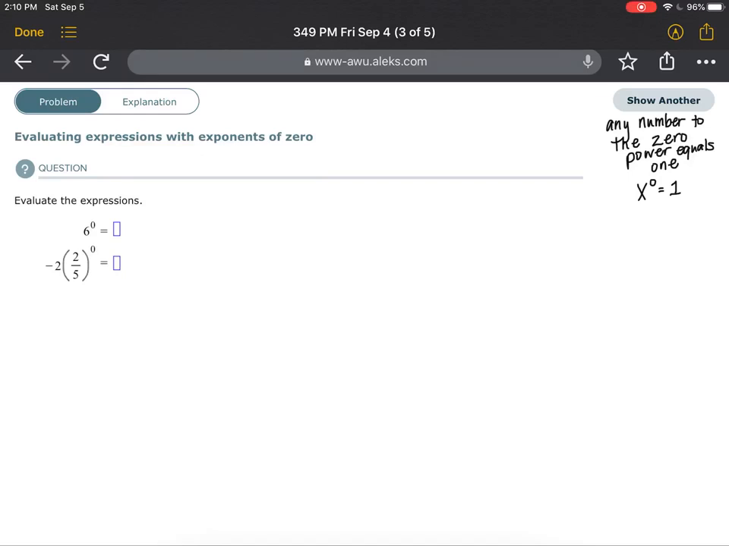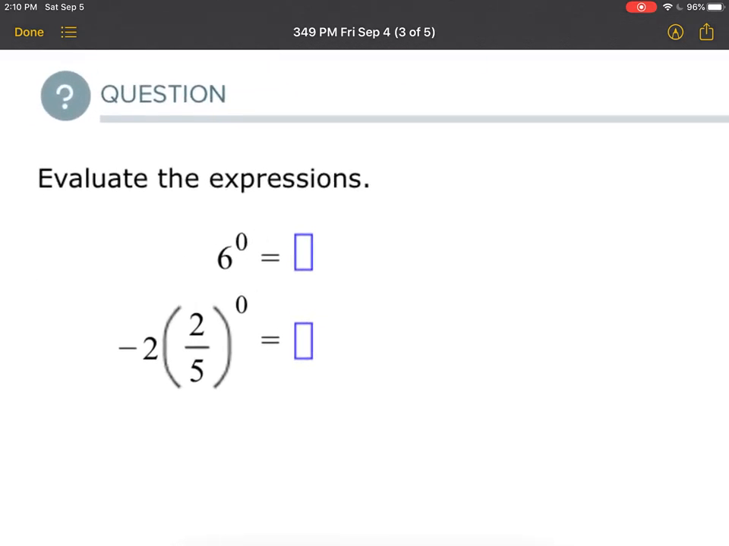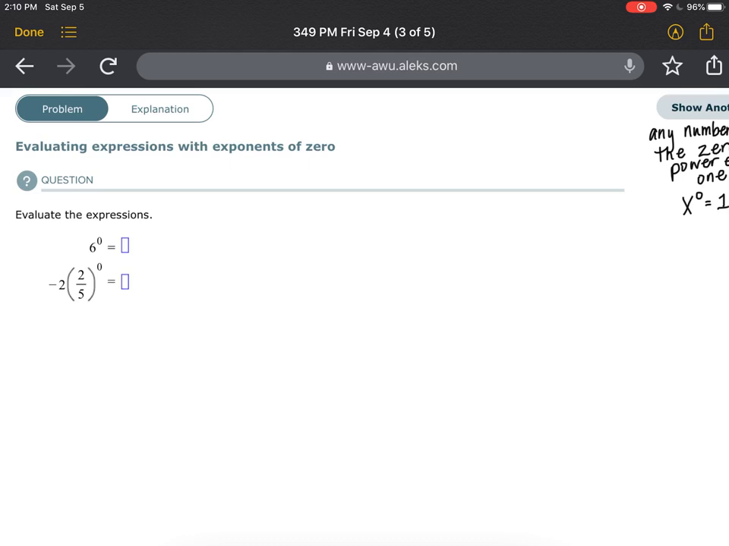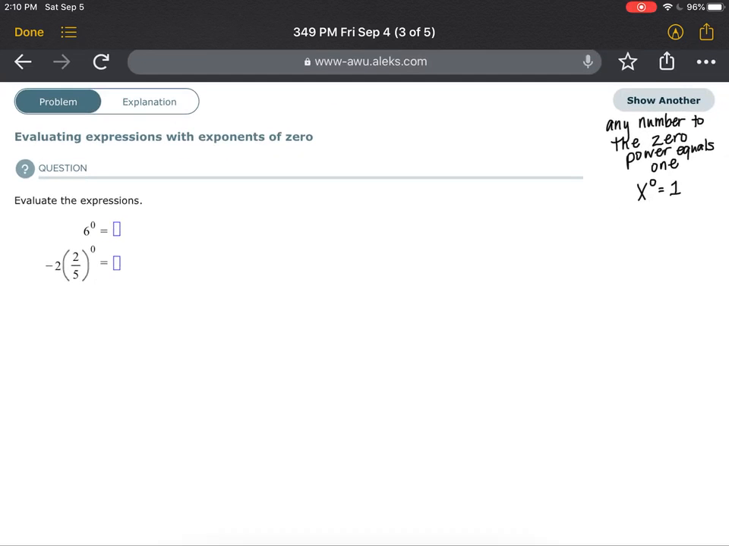Okay, so this video is going to talk about evaluating expressions with exponents of 0. A lot of people see this question and they're like, nope, not doing it. I don't understand, forget it. But it really isn't all that difficult once you know the rules.